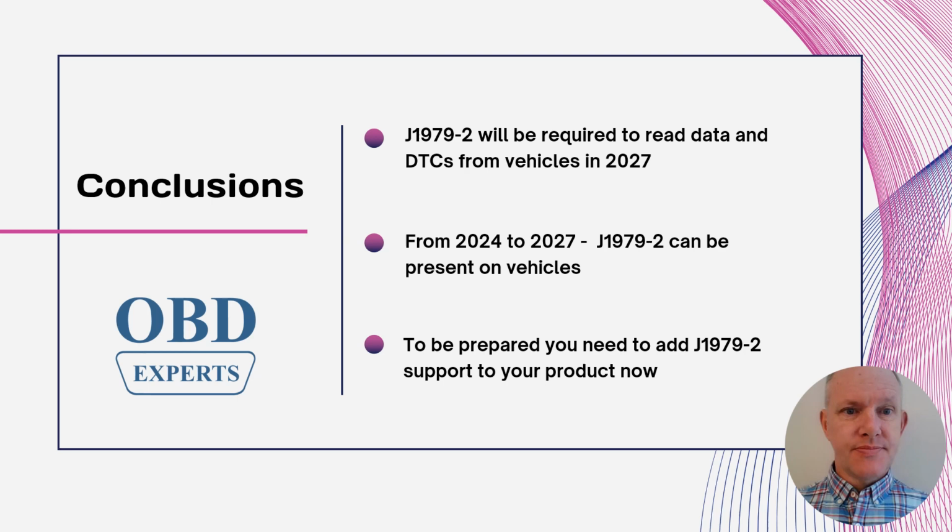Another quick summary. From 2027, all new gasoline and gasoline hybrid vehicles must support J1979-2. From today, a car manufacturer can sell a J1979-2 car and it won't support OBD2. So to be prepared, you need to get J1979-2 on your device as soon as possible.